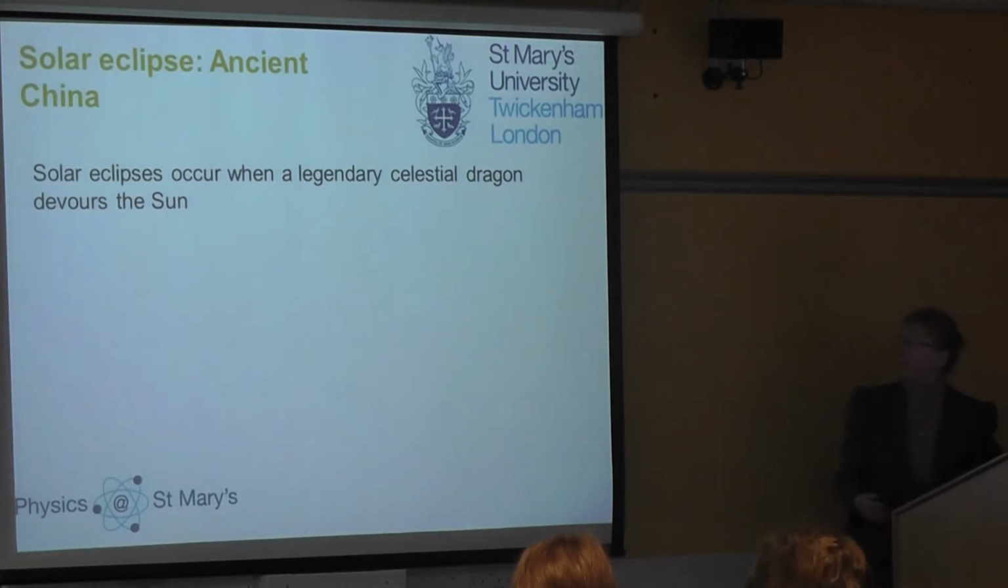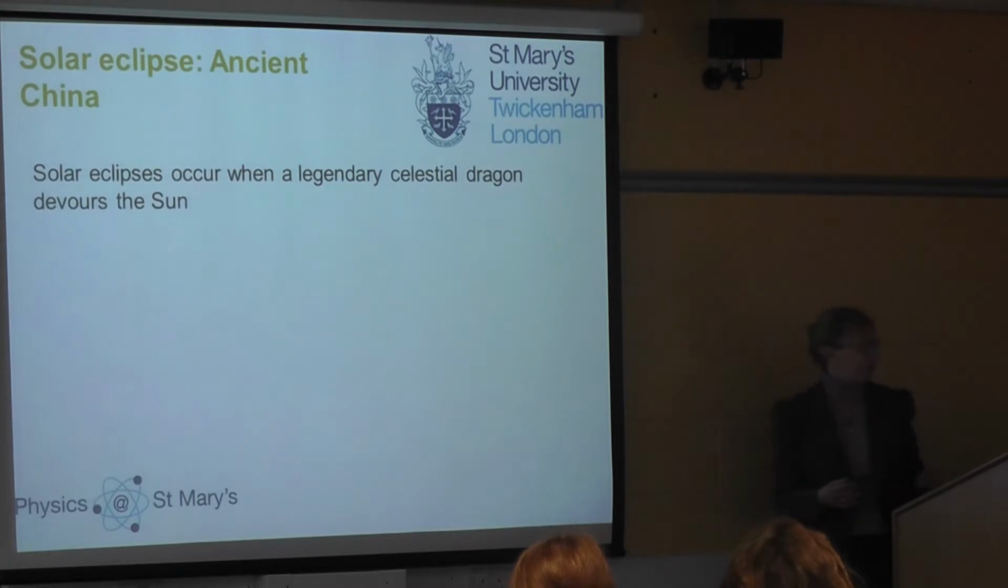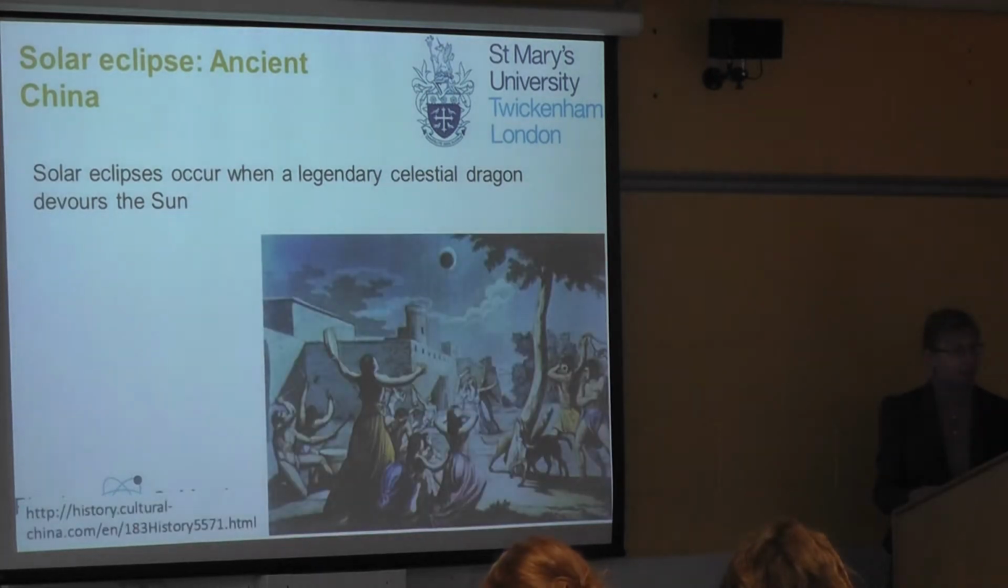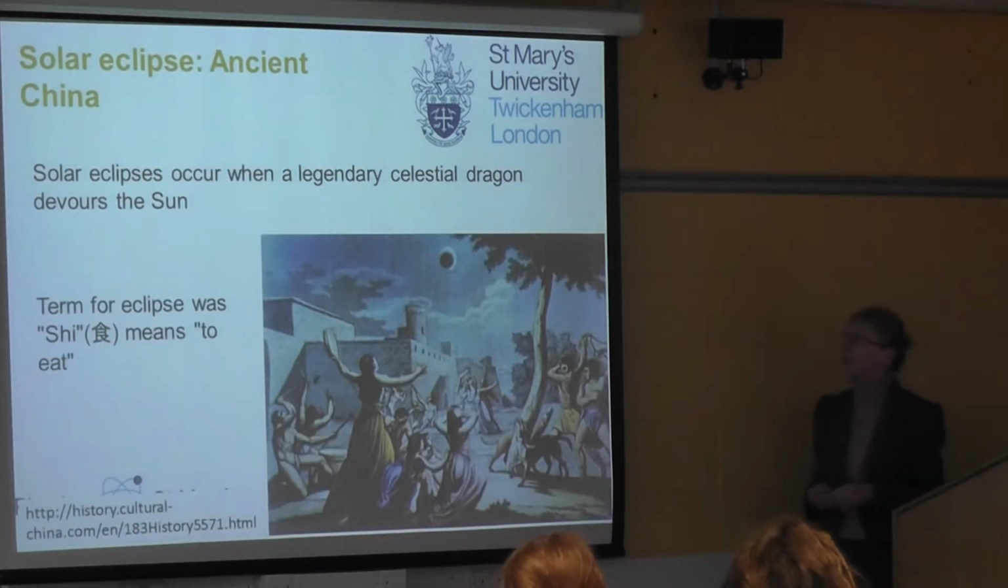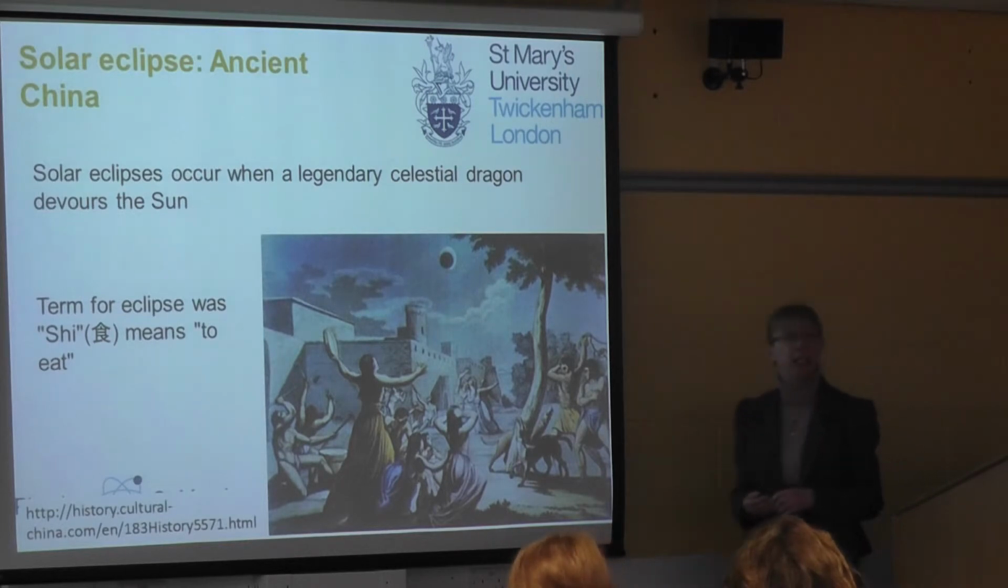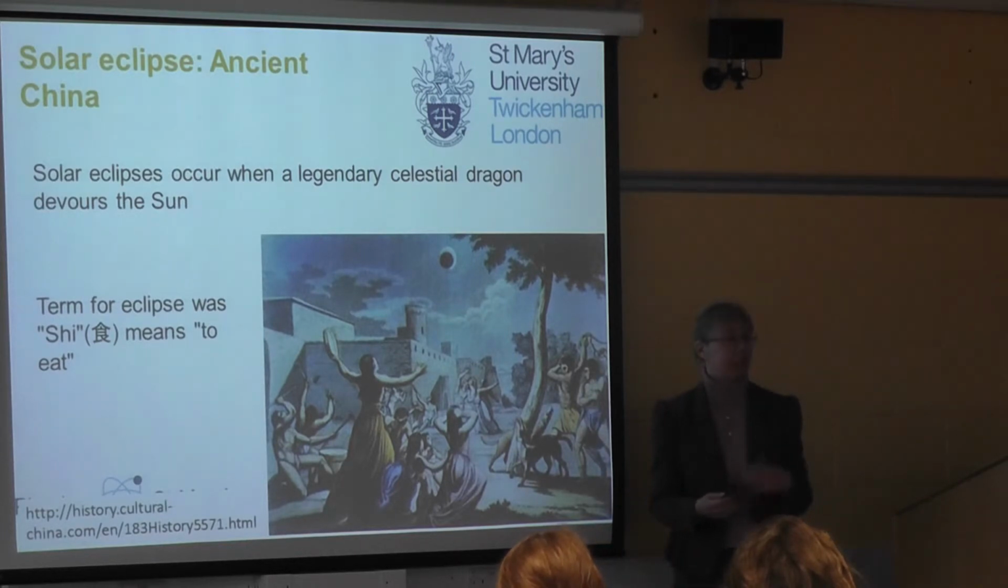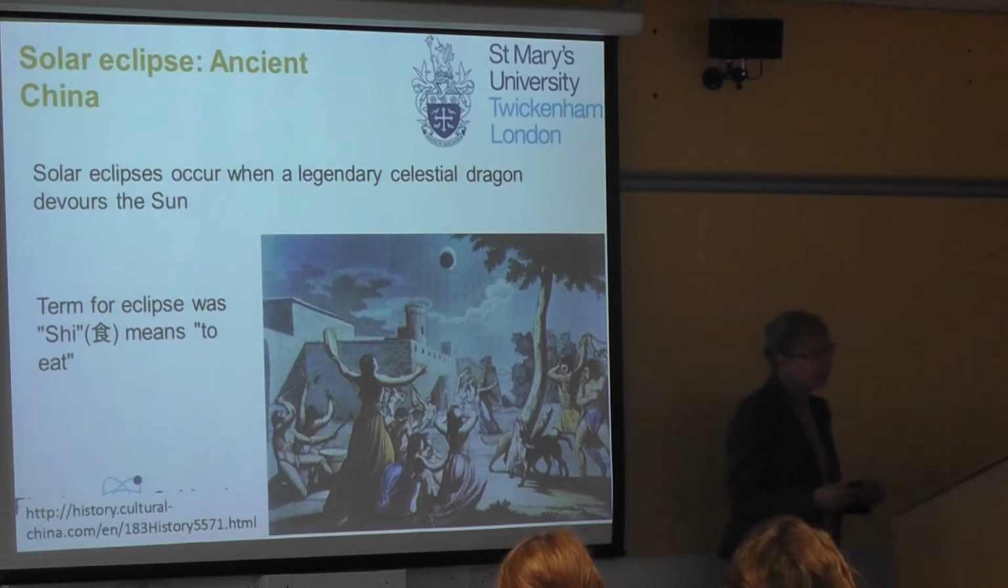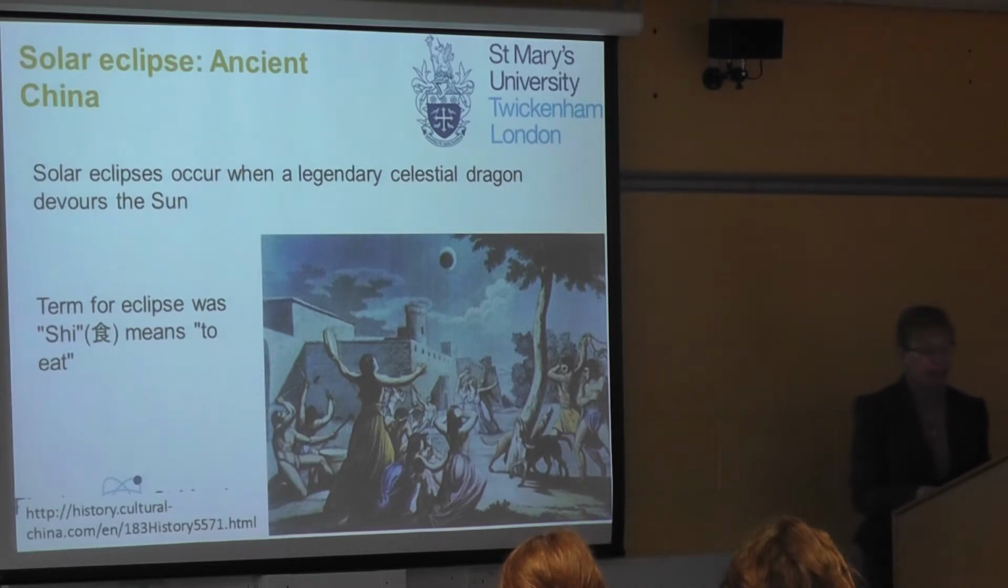So, as I said, the solar eclipses were seen as a legendary celestial dragon which was devouring the sun, and in fact the term used for eclipse was shi, which means to eat in Chinese. So that's basically what the Chinese were thinking and the way they were seeing eclipses.